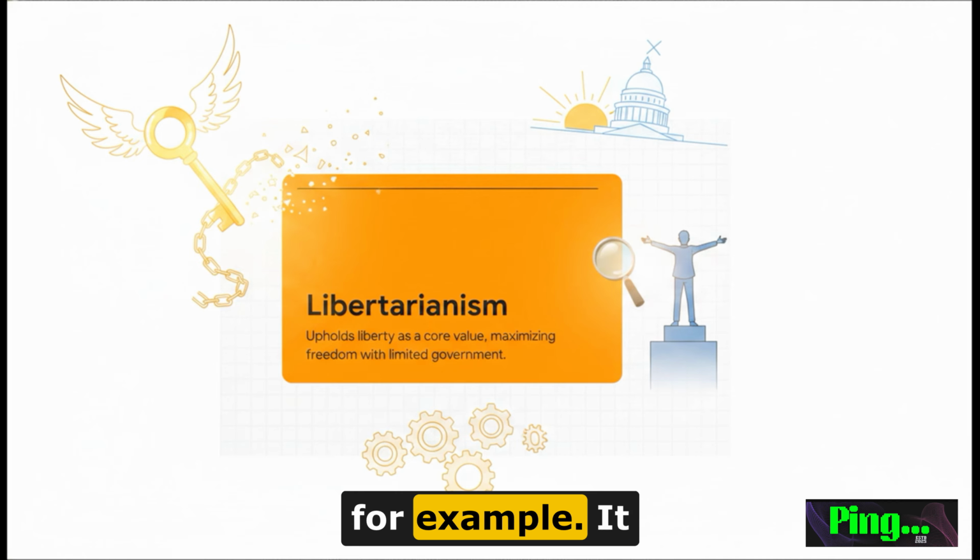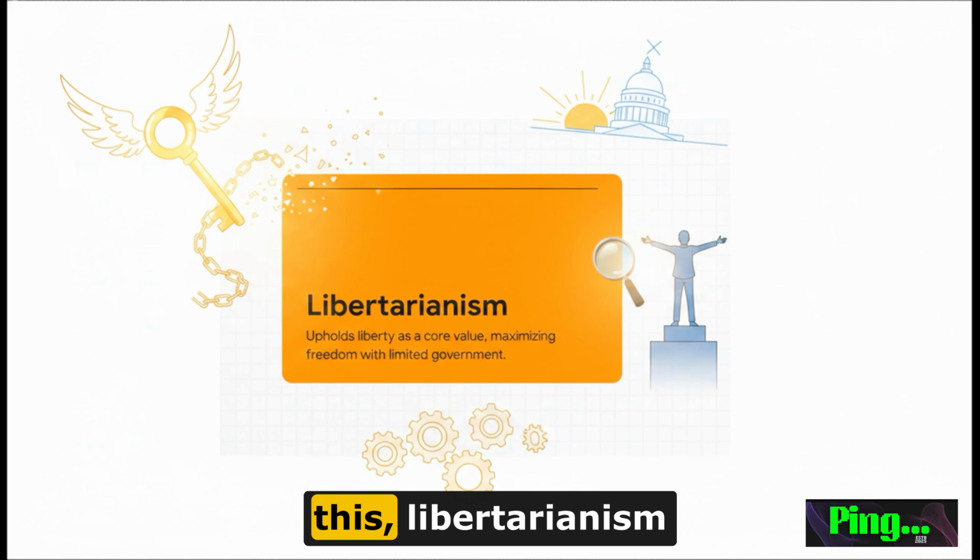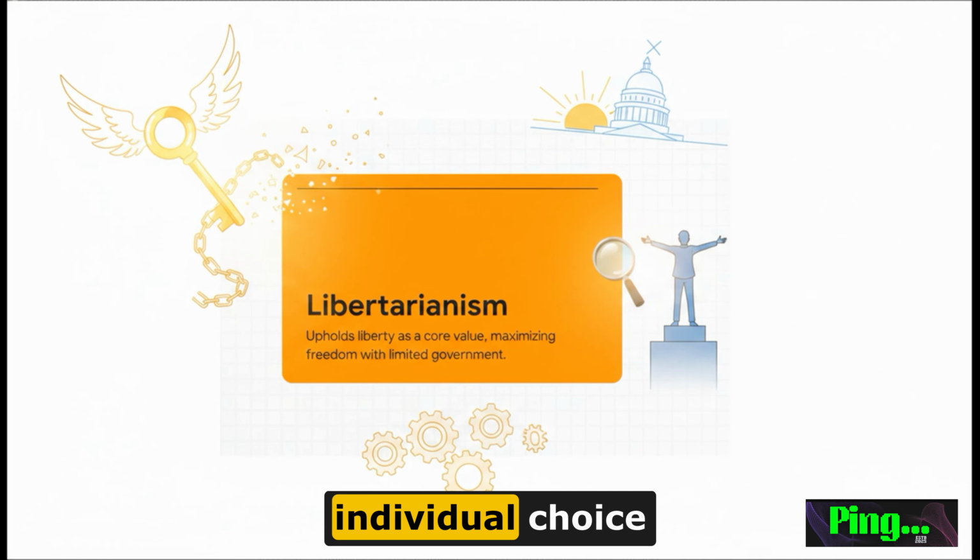Take libertarianism, for example. It shares liberal values like the basic rights to life, liberty, and property, but it makes human autonomy its ultimate god. To achieve this, libertarianism demands that the government shrink down to its absolute bare minimum, stepping entirely out of the way of individual choice and maximizing political freedom.